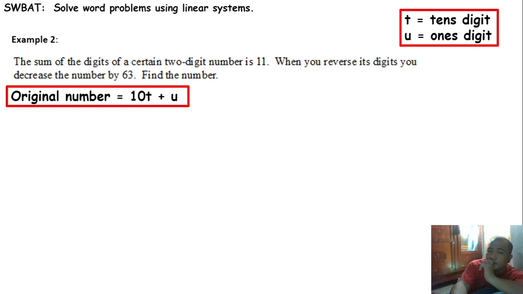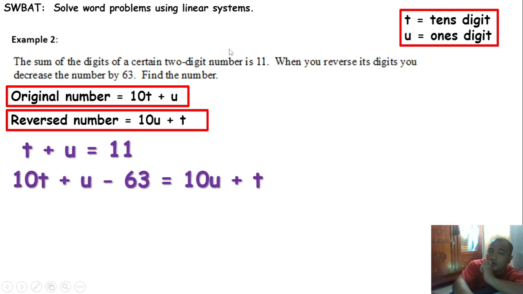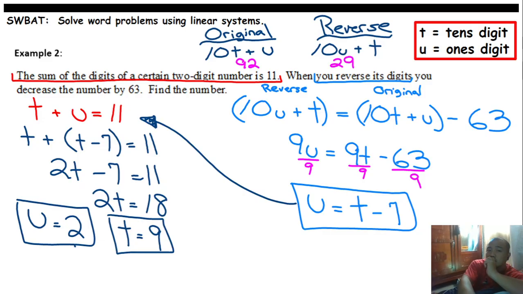Original number 10t plus u. Reverse number 10u plus t. T is the tens digit, u is the units digit. So for our equation 1, since the sum of the digits is 11, t plus u is 11. And then second equation, 10u plus t. The reverse number is equal to the original number minus 63. Decrease kasi. So ito na yung solution.